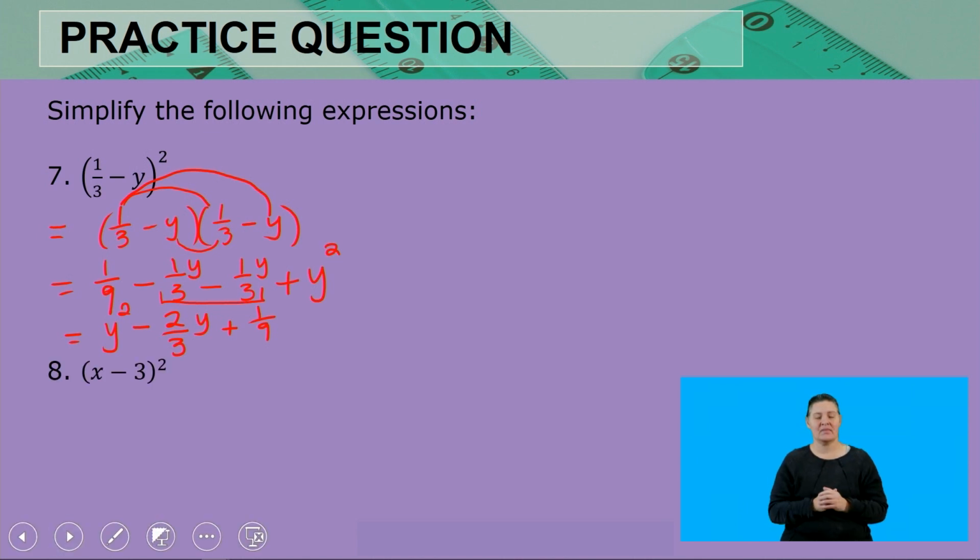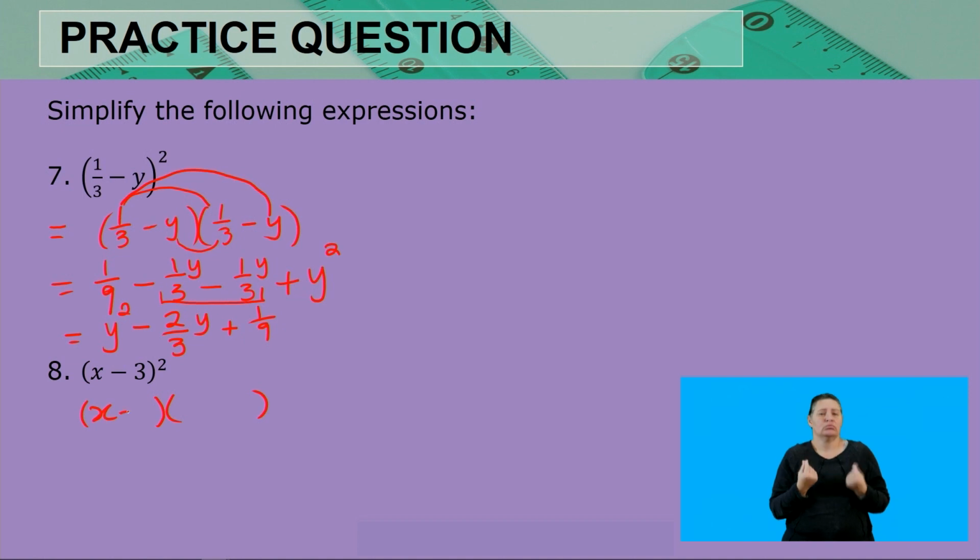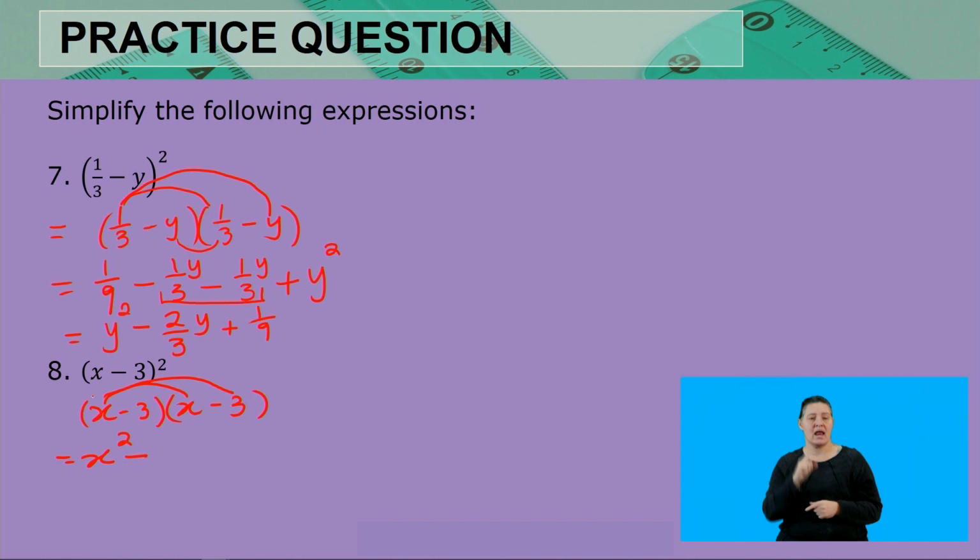Let's move on to the next one. We have there x minus 3, and it is also squared. So we are just going to write it out twice and multiply. What is x multiplied by x? That is x squared. We are subtracting. Then we have x multiplied by 3. That is 3x. We are still subtracting from that bracket. That is 3 multiplied by x.